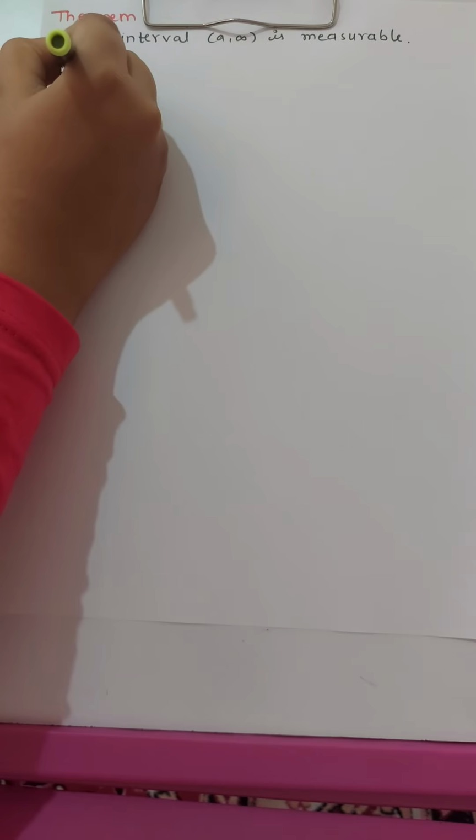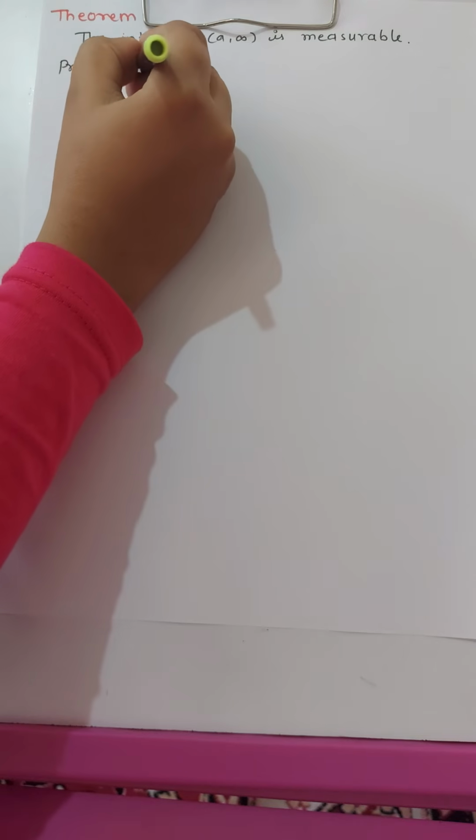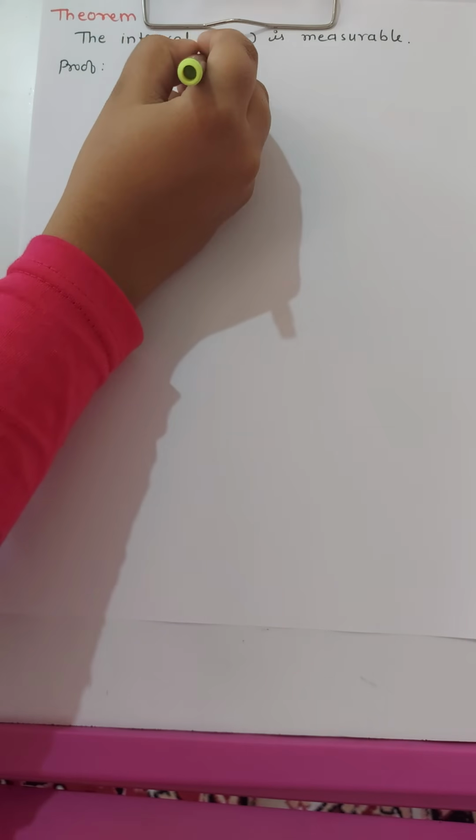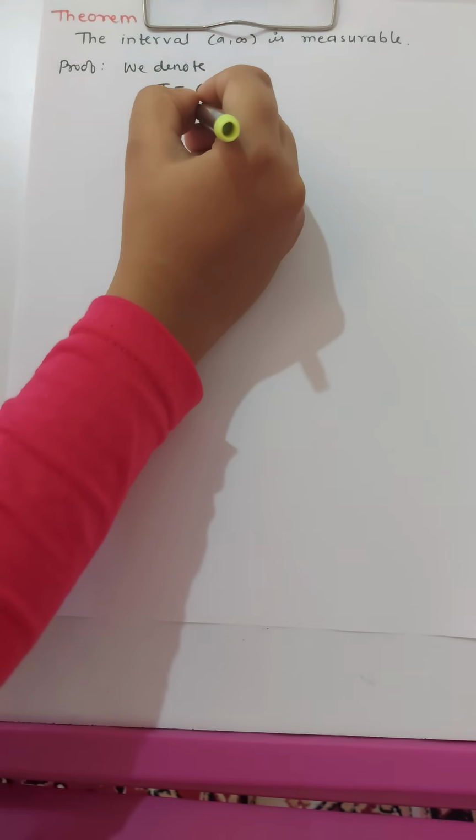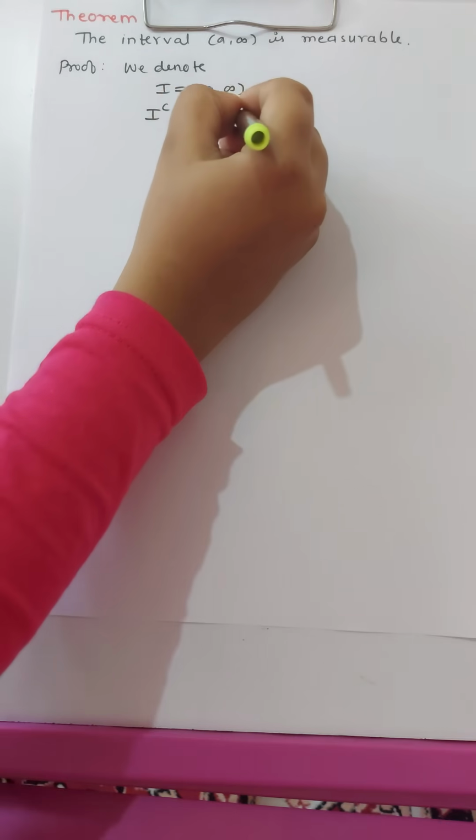So the last theorem of this article is, we have to prove that the interval (a, infinity) is measurable. Now let's start with the proof. We denote this interval by I, that is (a, infinity). Then the complement of this interval would be (minus infinity, a], that is semi-closed.